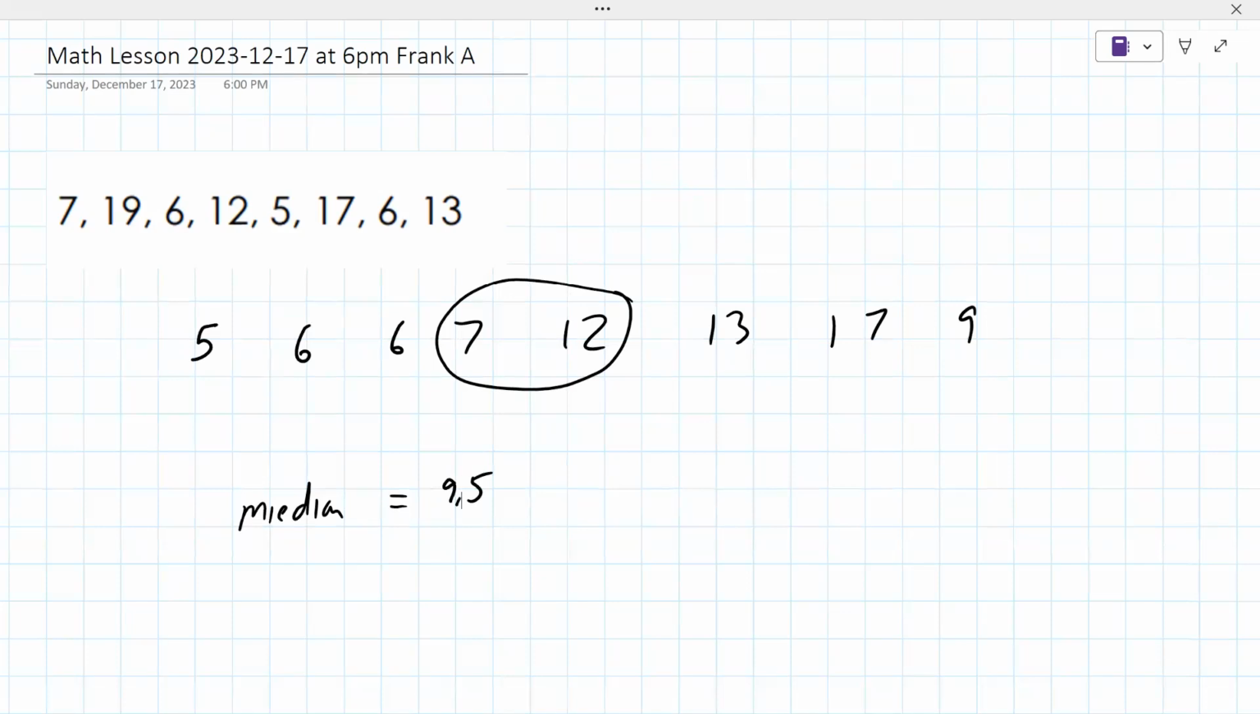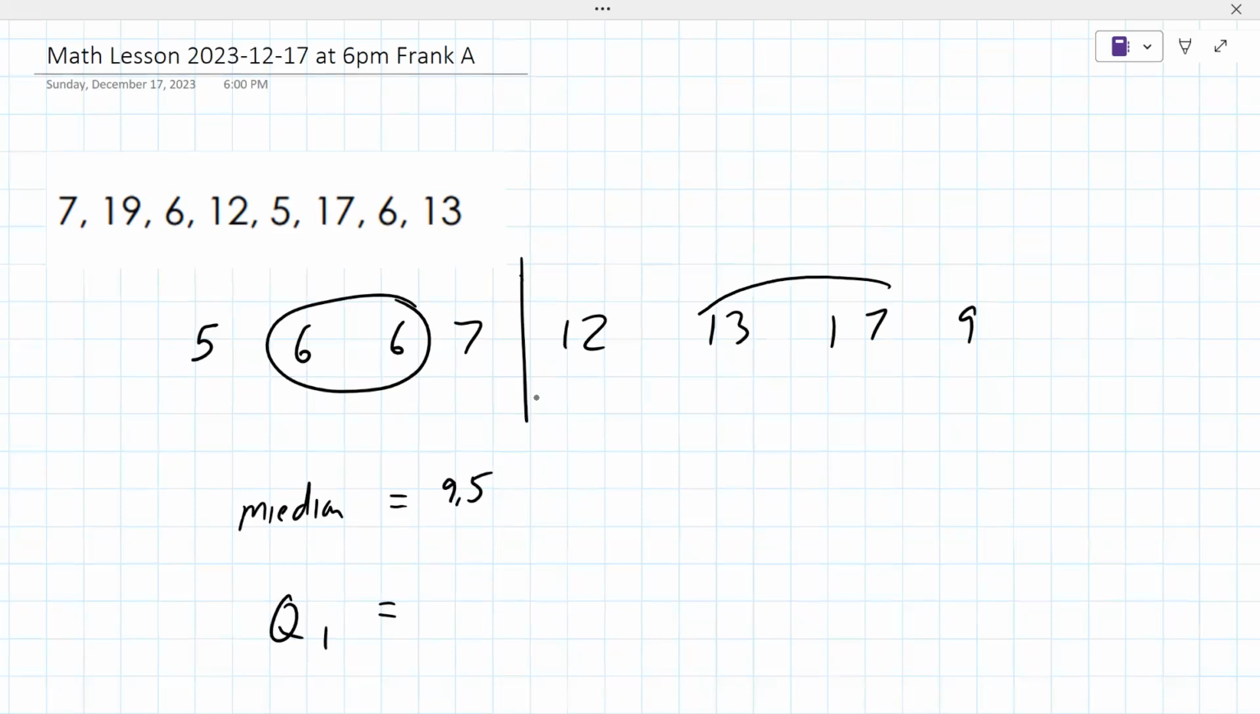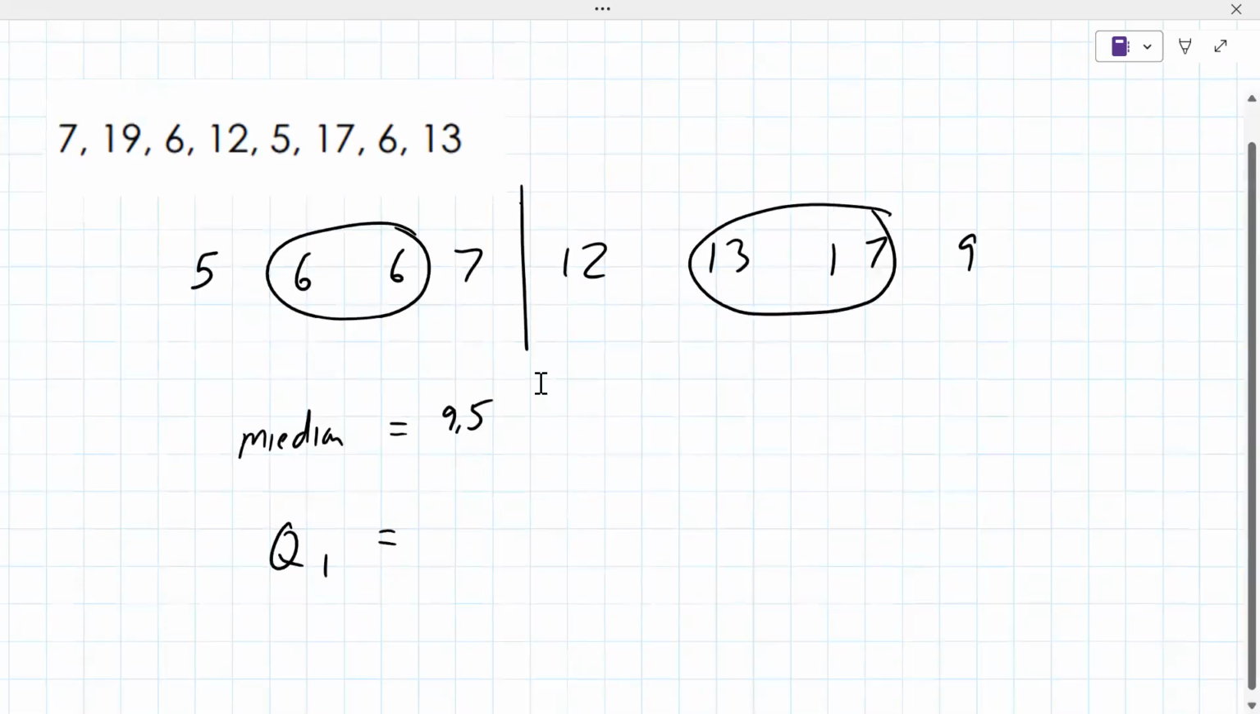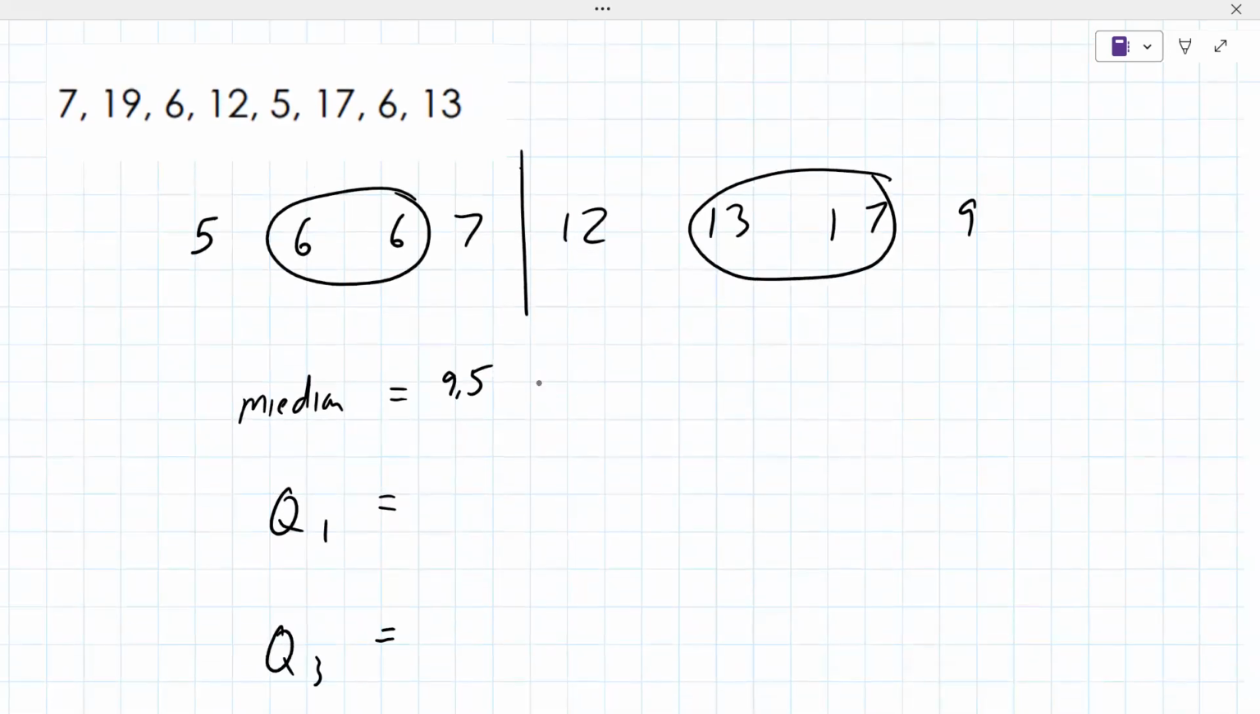Okay. Now the next thing here is that because there's an even number of numbers here, you split the data set in half. Quartile 1 is the average of these two numbers. Quartile 3 is the average of those two numbers. Could you calculate those for us, please?